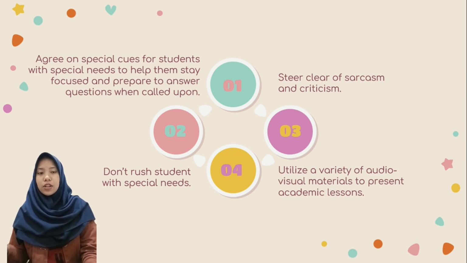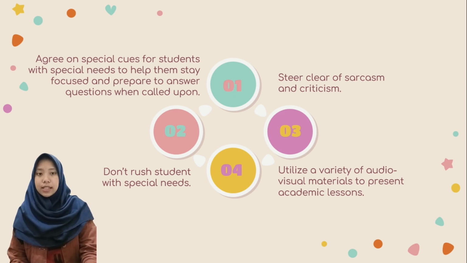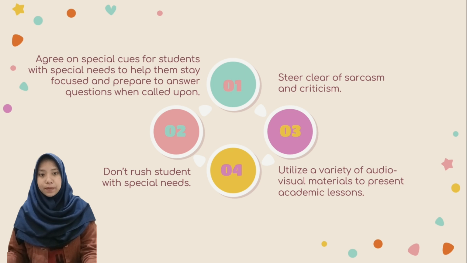The second is don't rush students with special needs. Try to ask them probing questions only after they've had enough time to solve an equation. The third is steer clear of sarcasm and criticism. This brings attention to differences between students with learning disabilities and their classmates.